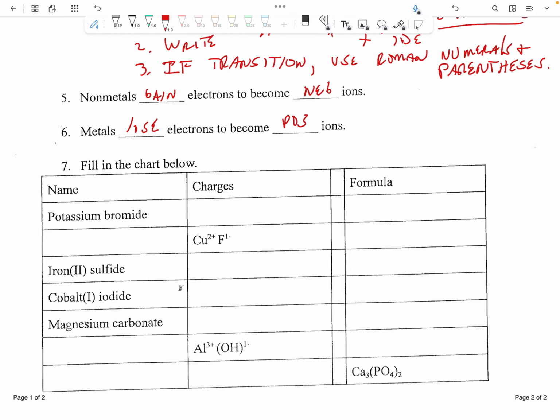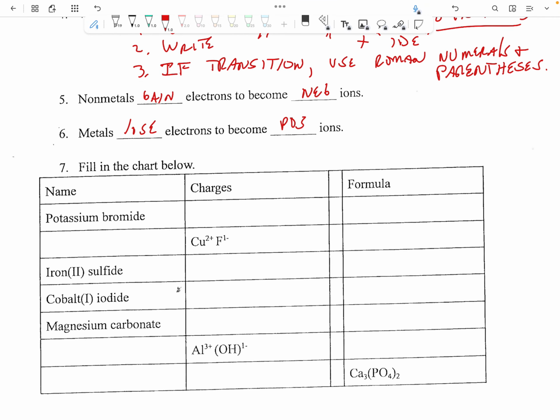And here we are at the last part. Potassium bromide. Potassium, now don't get confused. Potassium is not P. That's not the symbol. It's K. And it's going to be a 1 plus charge. And bromine is going to be a 1 minus charge. And since the 1 plus and the 1 minus cancel each other, we're going to write KBr.